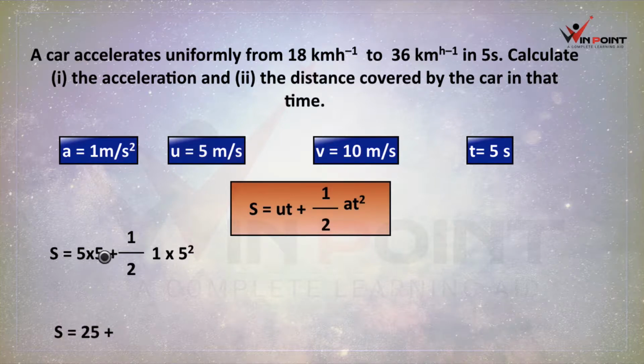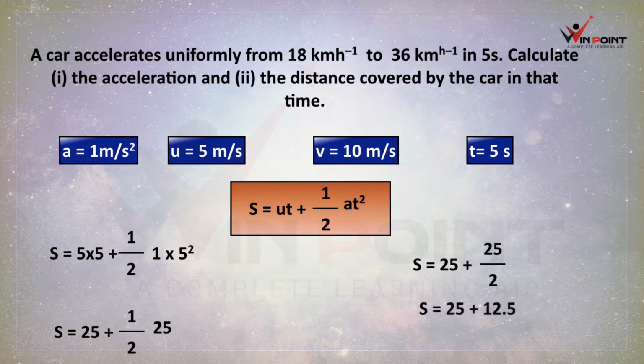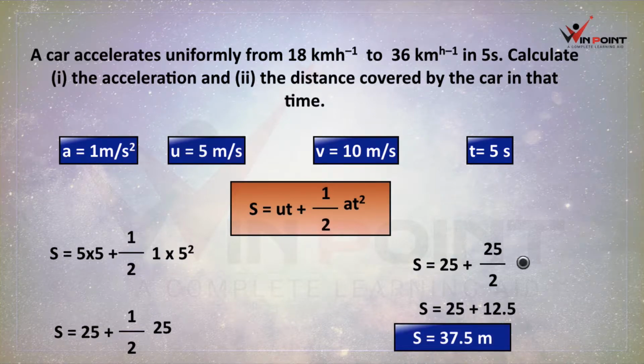Now 5 into 5 is 25, plus half into 25. 1 by 2 into 5 square is 25. S equal to 25 plus 25 by 2. S equal to 25 plus 12.5 equal to 37.5 meter. The distance covered by the car in that time is 37.5 meter.